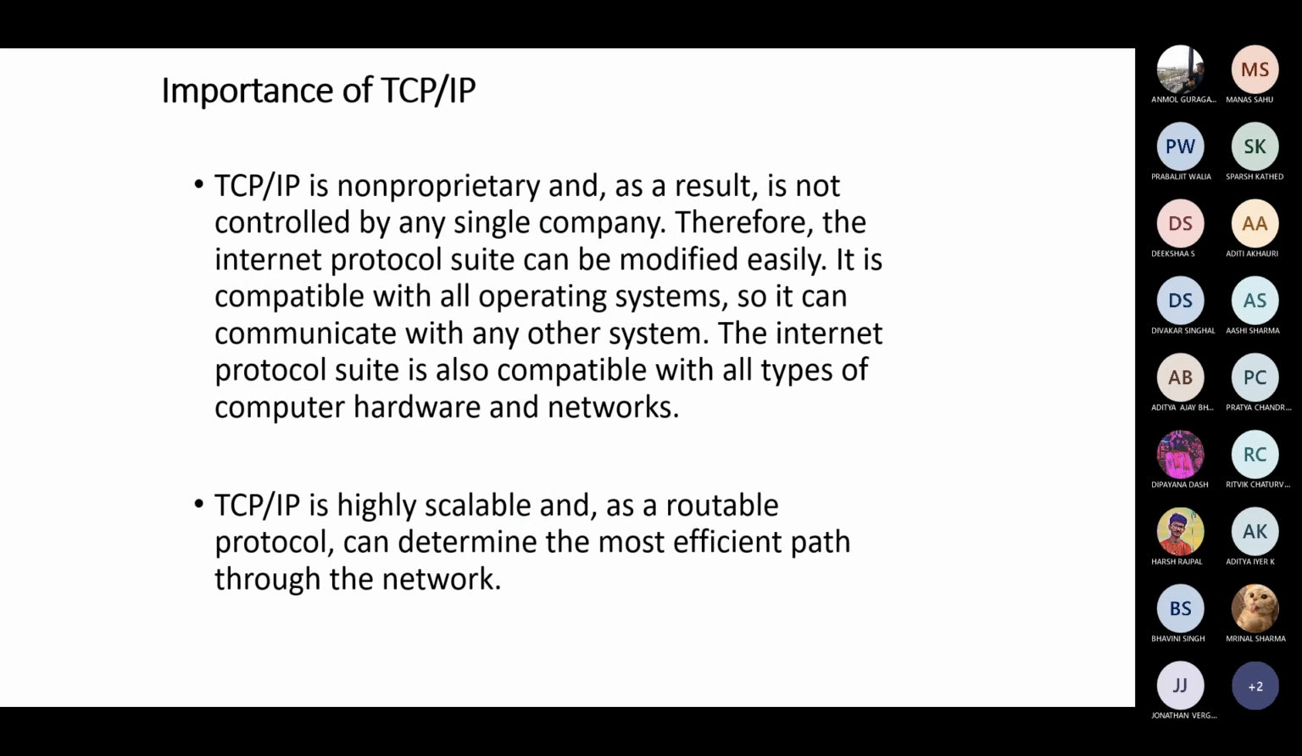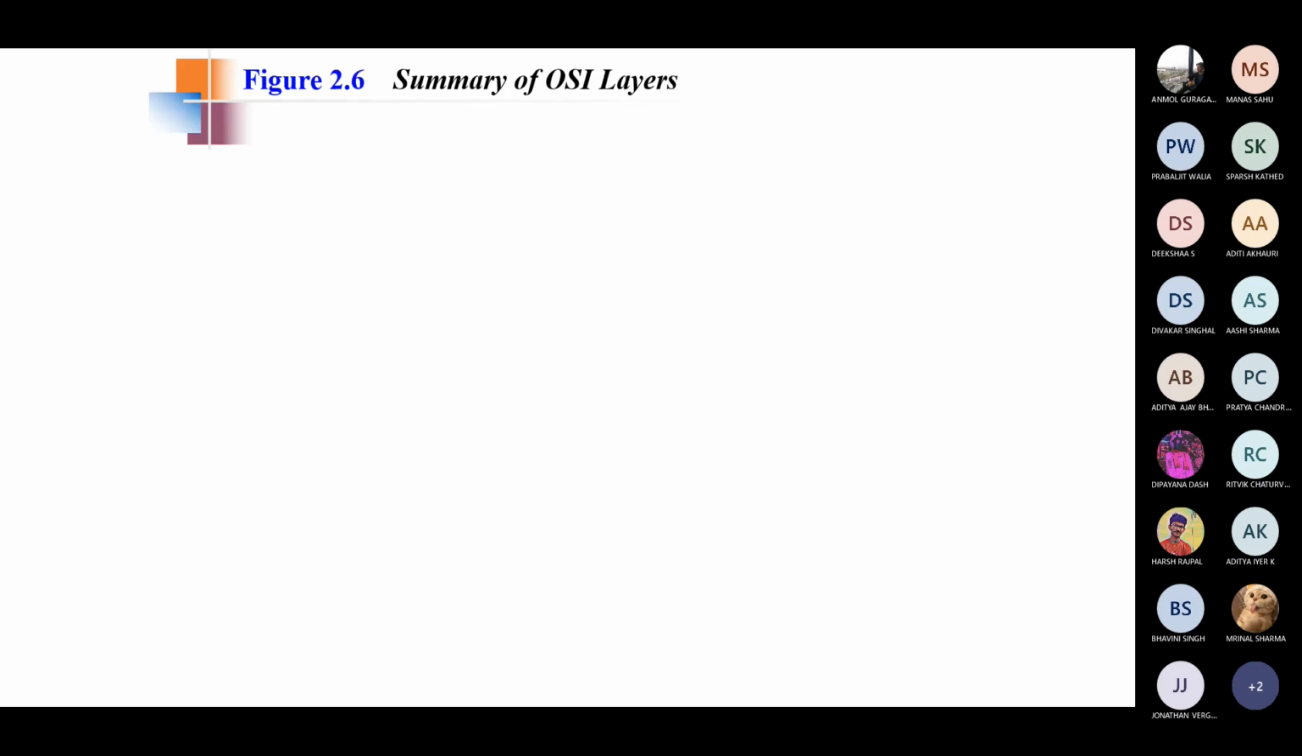Next, the importance of TCP/IP. Already we discussed in what way TCP is important. TCP/IP is non-proprietary. As a result, it is not controlled by any single company, and it is compatible with all operating systems. TCP/IP is highly scalable as a routing protocol. As we are establishing a physical path between the source and the destination, it is a routing protocol, and it can determine the most efficient path through the network.